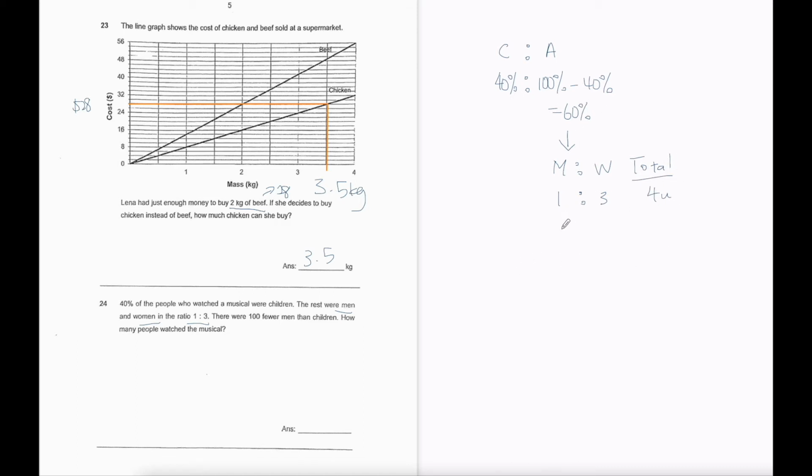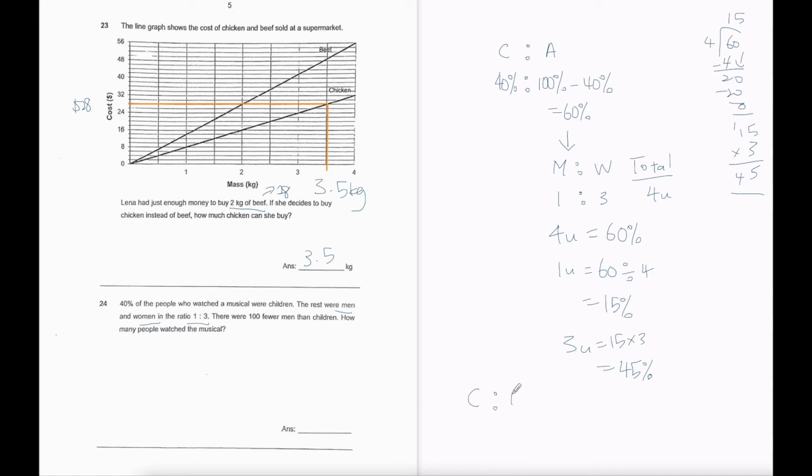So from here, we can find out that 4 units equals to 60%. And 1 unit equals to 60 divided by 4. Working, because it's a paper 1, 15%. So 1 unit is 15%, and 3 units will be 15 times 3, which is 45%. Okay, I'm going to do the working here for those of you who need it. Yeah, so man is to woman is 15% is to 45%.